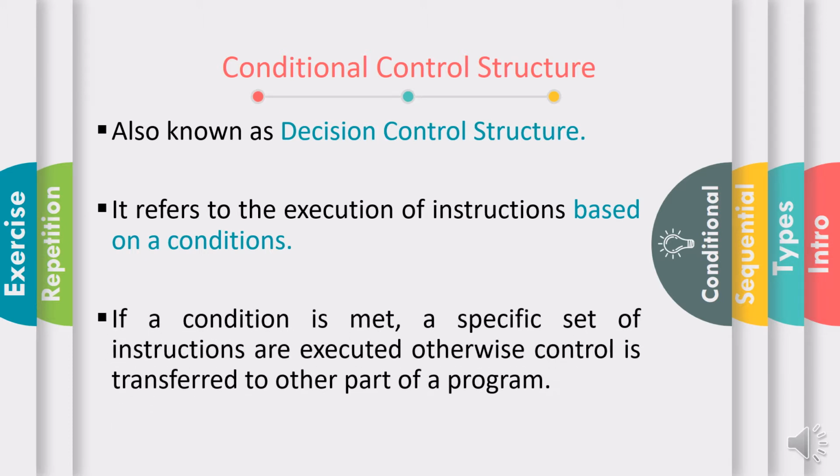If a condition is met, which means if the condition is true, then a specific set of instructions is to be executed, otherwise control is transferred to some other part of a program. It means that which part of the program is to be executed is totally depending upon a specific condition. That's why they are known as conditional control structures.